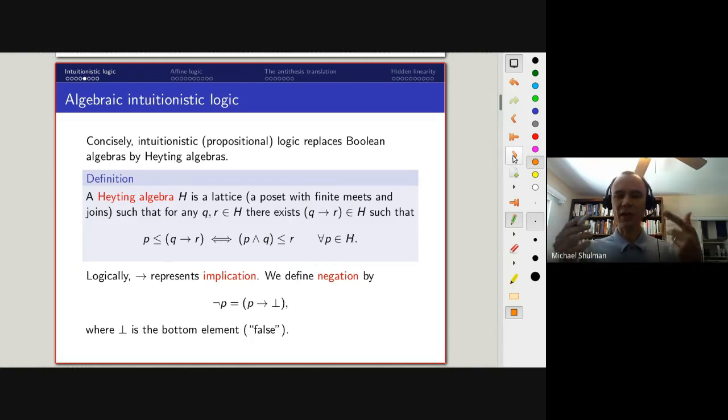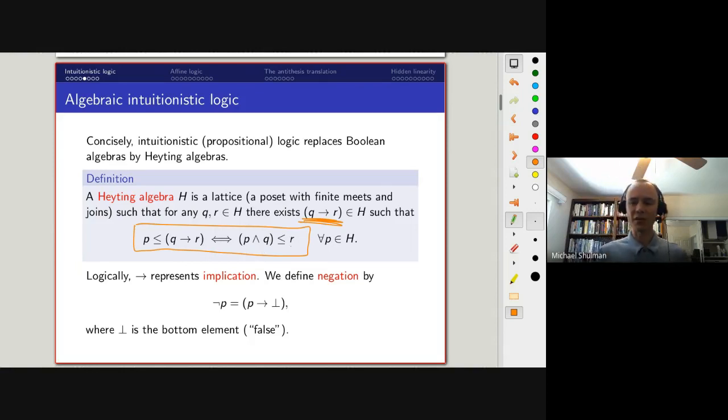So a Boolean algebra is a lattice that has complements, whereas a Heyting algebra is a lattice which has implications in this sense. So there's an operation which takes any two elements to an element, Q implies R, which is characterized by this property: P is less than or equal to Q implies R precisely when P meet Q is less than or equal to R. This is sort of like the deduction theorem in logic, that the way to prove an implication is to assume the hypothesis and then prove the conclusion.